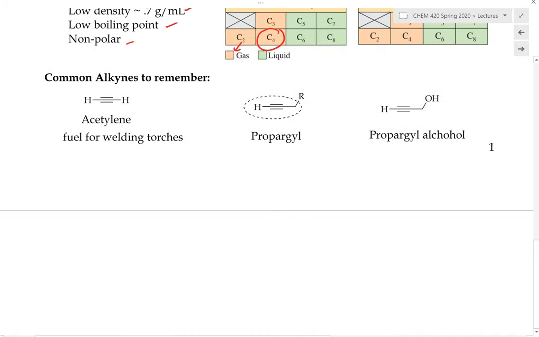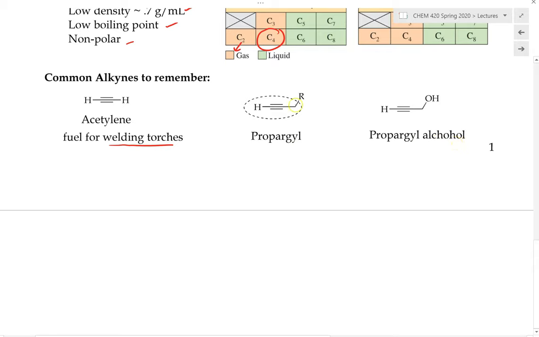And here are some of the common alkynes to remember right here. This molecule consists of 2 carbons and 2 hydrogens. And this is called acetylene. This is the smallest alkyne that you can find in nature. And some of you may be familiar with this because this is the gas that you would use in welding torches.